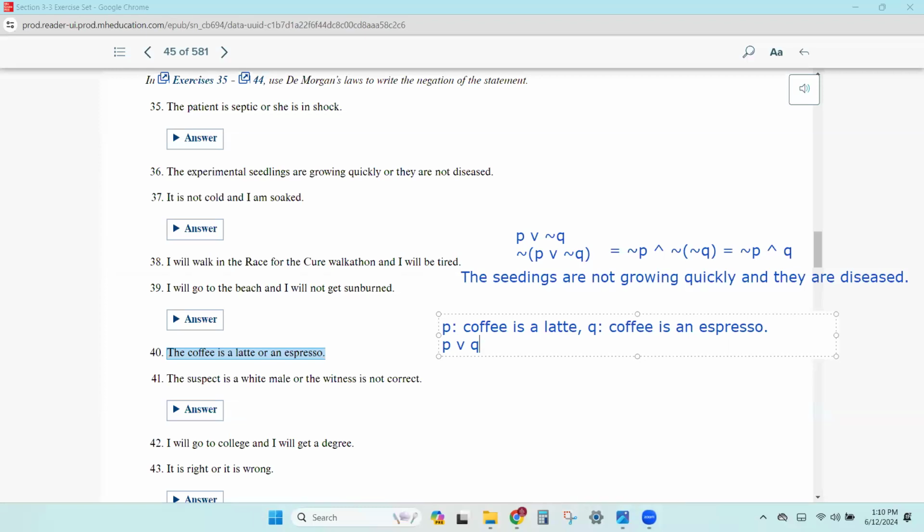They're going to give us one that simple. The reason why I'm doing the simple one is because you asked about the negation. So let's just look at it like this. The negation of that P or Q is not P and not Q. We're just passing it along to the P and the Q. But what the negation outside that parentheses does is it changes the or to an and. So therefore, the negation is the coffee is not a latte and it is not an espresso.